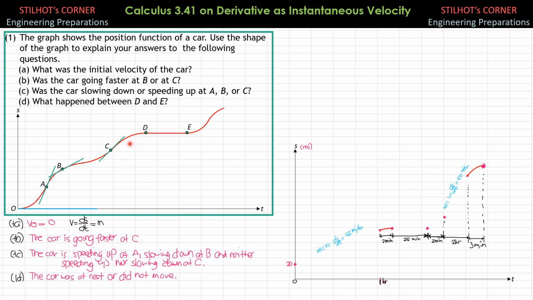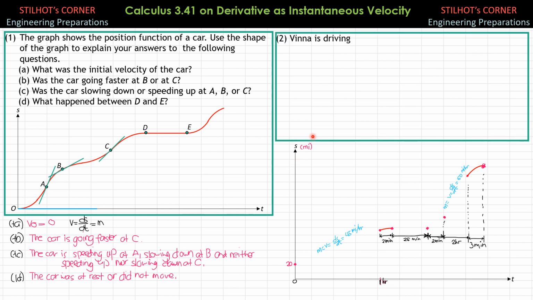And the proof of that is the tangent is horizontal, so the slope, the velocity, is 0, or there's no change in the position. So that's it for that problem.